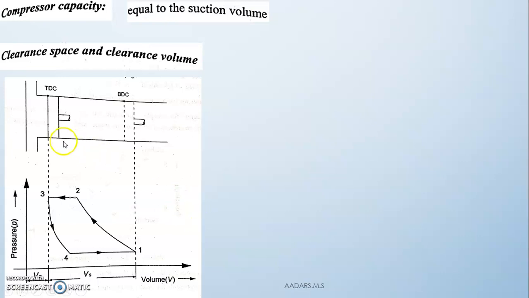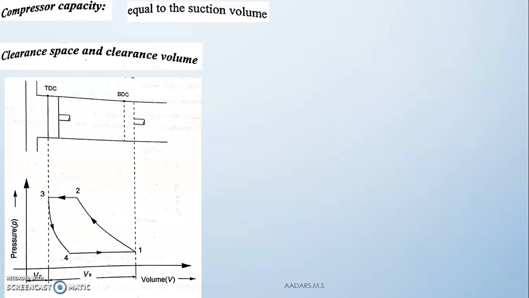Actually 1 to 2 is the compression, 2 to 3 is the delivery, and 3 to 4 is expansion, and 4 to 1 is the suction. So then we have 4 stages in a reciprocating compressor. So this is the compressor with the clearance volume.